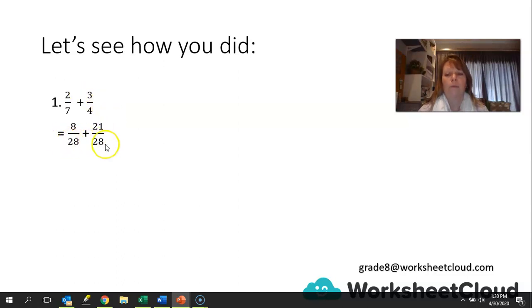We now have the same denominators, and so we can add our numerators. And 8 plus 21 is going to give me 29 over 28. We can see straight away that's an improper fraction, so I need to simplify it and it becomes 1 and 1 over 28. How did you do?